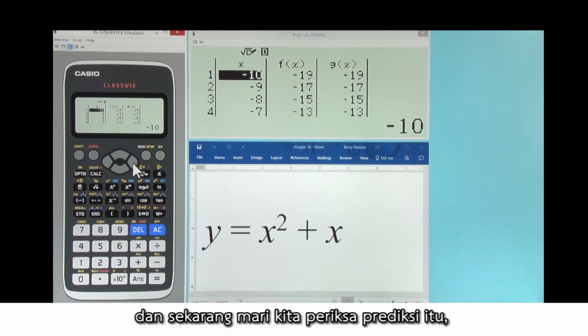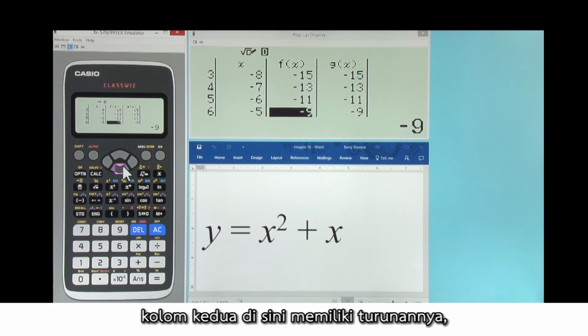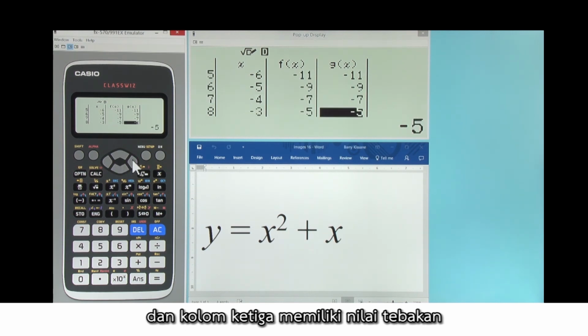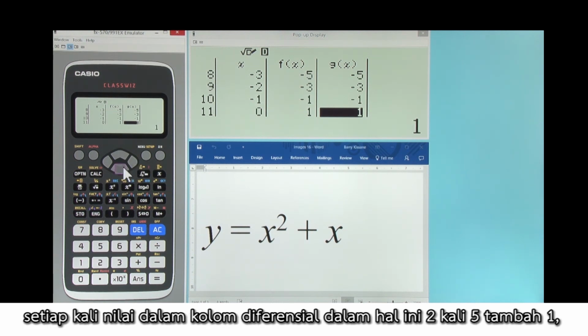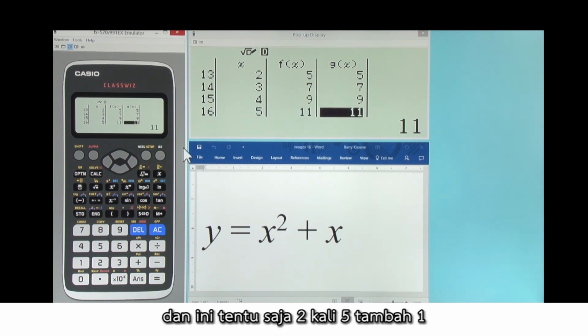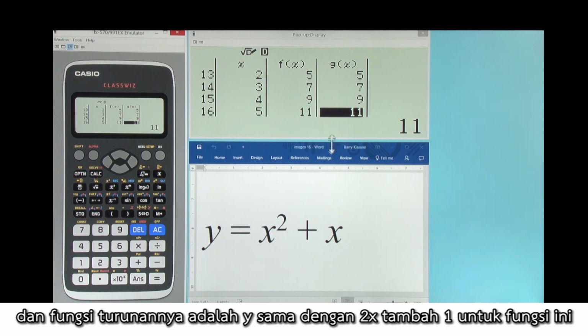And now let's check that prediction. Yes, indeed, the second column here has the derivatives, and the third column has the guess. And we can see that those are the same. Each time the value in the derivative column is, in this case, 2 times 5 add 1, and this is, of course, 2 times 5 add 1. So the two are the same, and the derivative function is y is equal to 2x add 1 for this function.